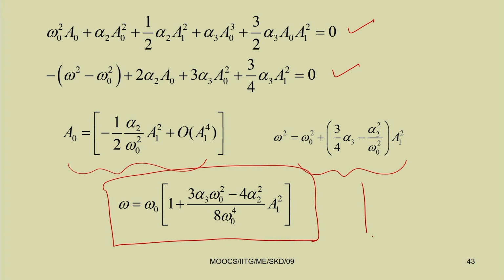Now you can plot a 1 versus omega to find the frequency response plot. This is an assignment: you can find the frequency response plot, and also by using the Runge-Kutta method you can compare the solution and find the solution of a 0.